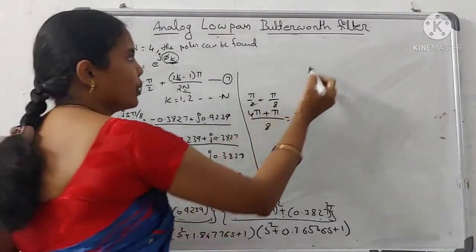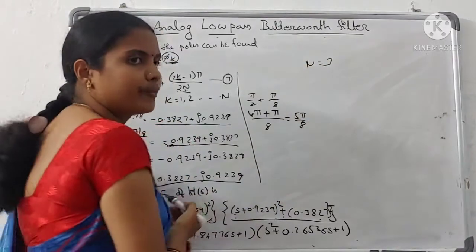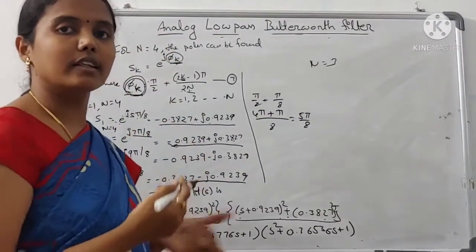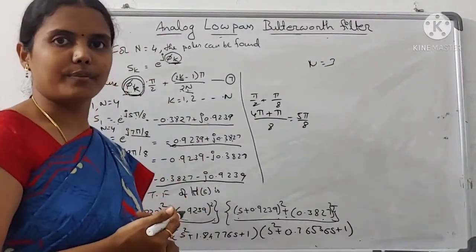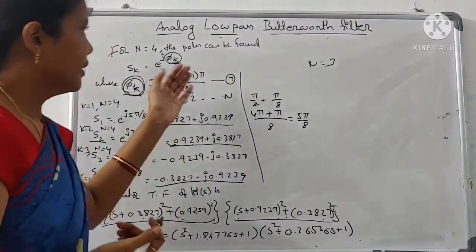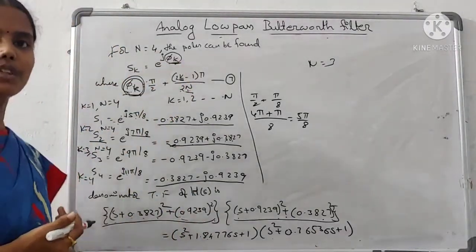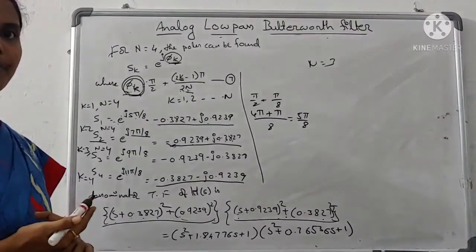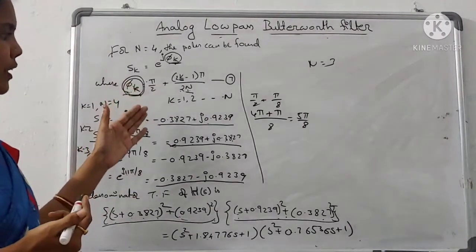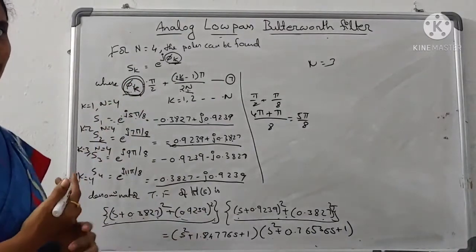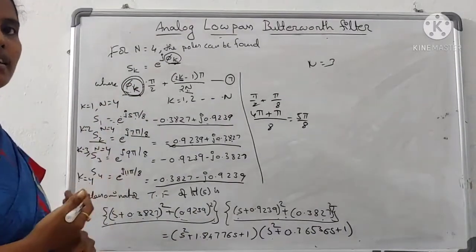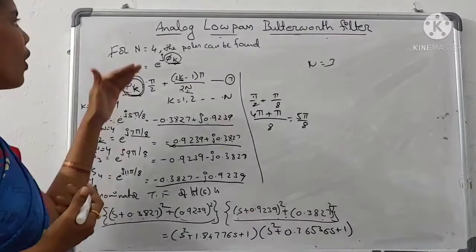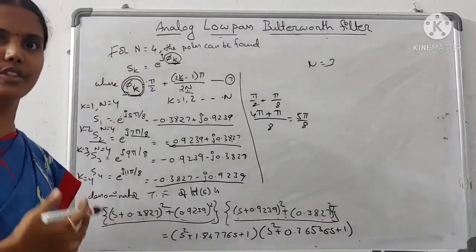Okay, before this we found out for n is equal to 3. That is the 3rd order Butterworth low pass filter. Next lecture we have to see how to find out the order of the filter. Here we took the order and found out the denominator transfer function. Next, we will see in the next lecture how to find out the order by taking some specifications. Okay.